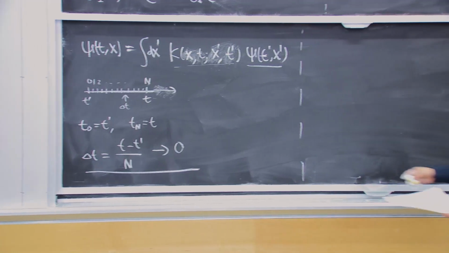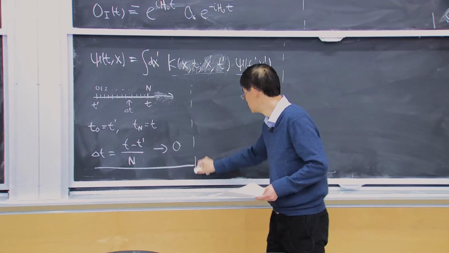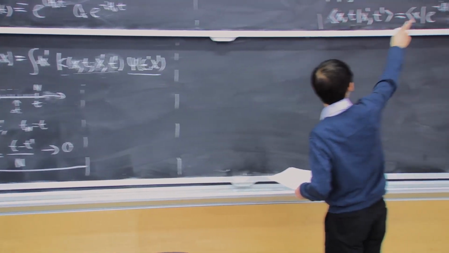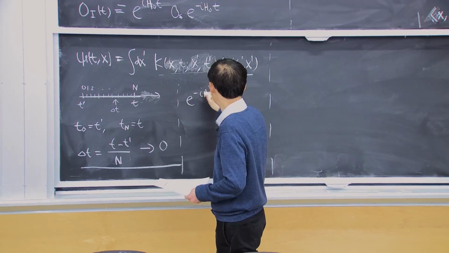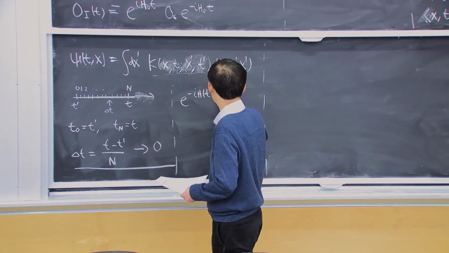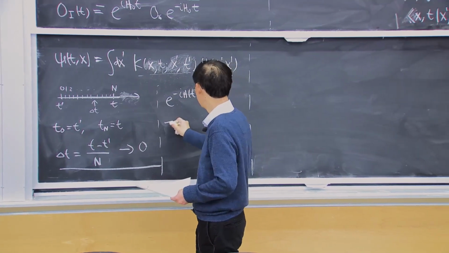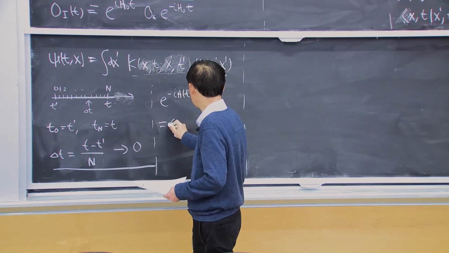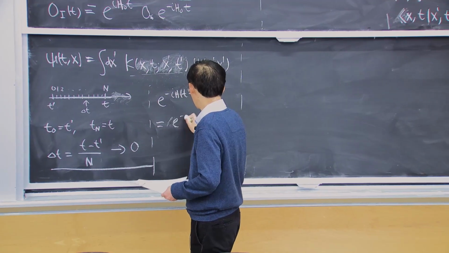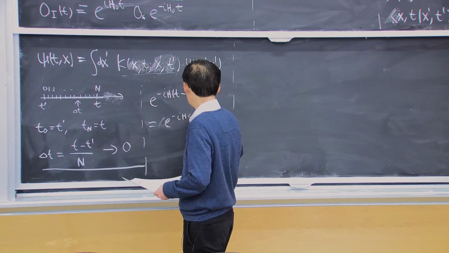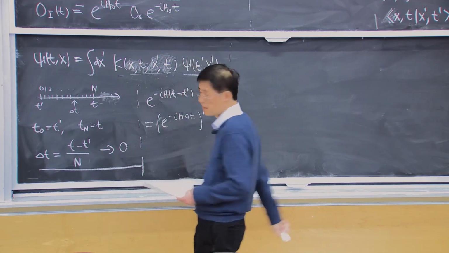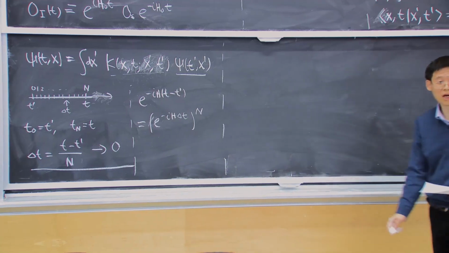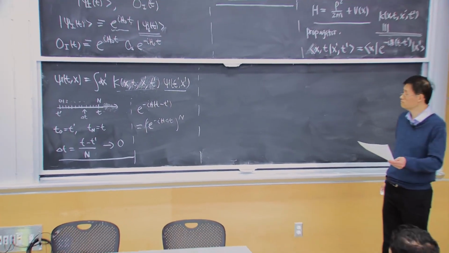So the reason for considering this is now we can rewrite exponential minus iHt prime in terms of many iH delta t, and then n times. Essentially I have n times.